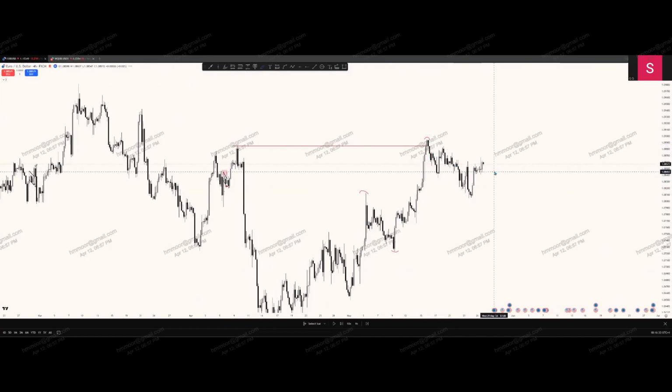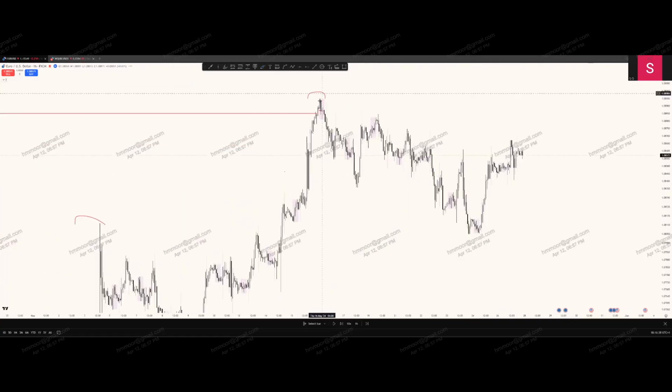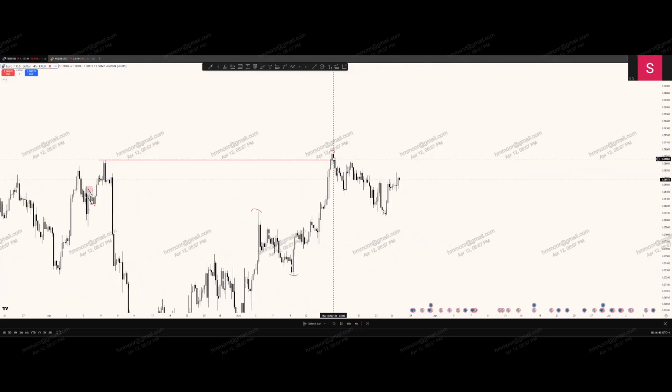Then we could even go to H1 to see what's happening. Here we have a first breaker structure on H1, but you see how small the breaker structure is compared to the whole range, right? How irrelevant it is. So in this case, again, it's better to wait. It's better to see what price is gonna do.